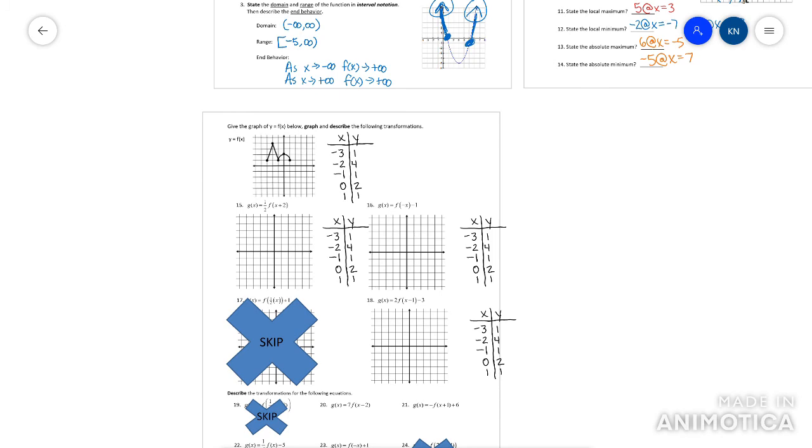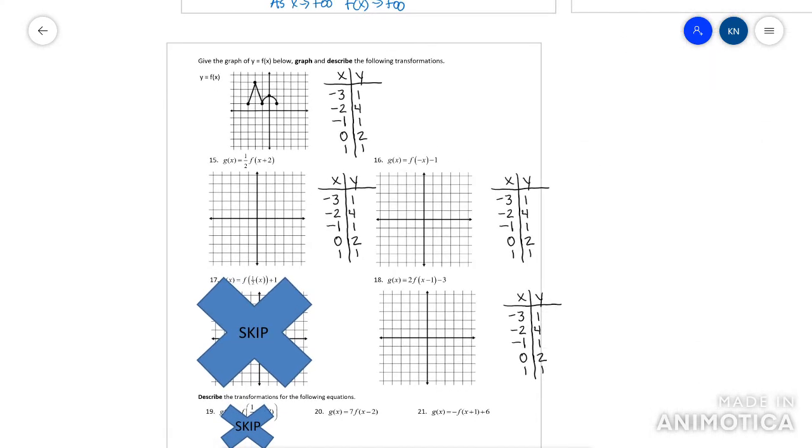So let's just start with this number 15. They want me to apply a 1/2 to the y values. That's a vertical compression by a half. So it's outside, it's affecting the y values. So I'm going to put it over here. And when it's outside, you do what it says. So this is like a times 1/2 out here. So all of these y values are going to get times by a half. So this would be 0.5, 2, 0.5, 1, and 0.5.